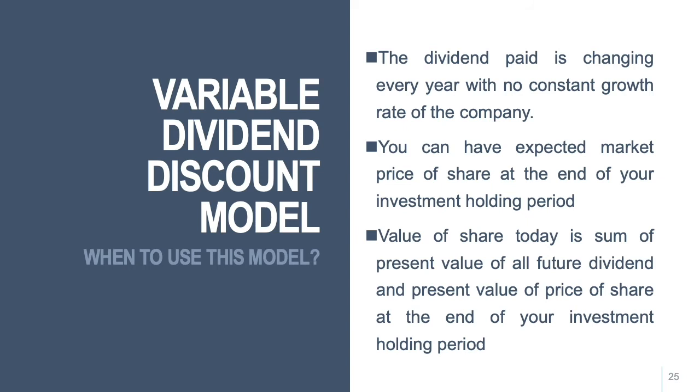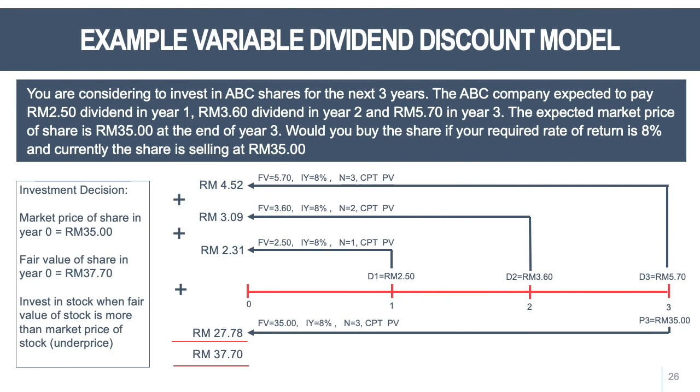So this is an example for the variable dividend discount model. You are considering investing in ABC shares for the next 3 years. The ABC company is expected to pay RM2.50 dividend in year 1, RM3.60 dividend in year 2, and RM5.70 in year 3. The expected market price of the shares is 35 ringgit at the end of year 3. Would you buy the share if your required rate of return is 8% and currently the share is selling at 35 ringgit?